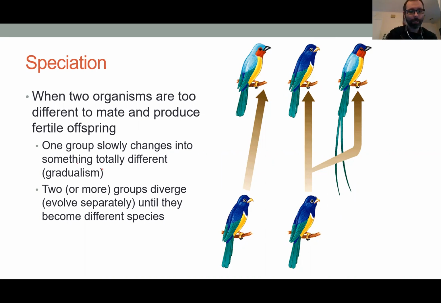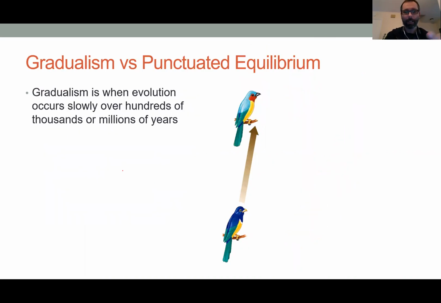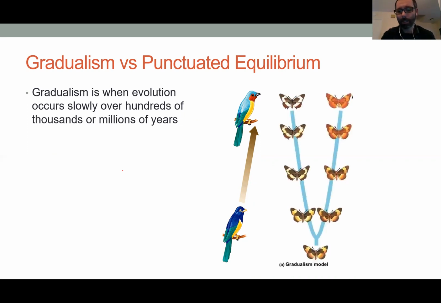But there's a word here that I used last time, gradualism, that applies. And so gradualism, where one slowly changes into something totally different, like so. But here's another definition for gradualism: when an evolution occurs slowly over hundreds or thousands or millions of years, a long time, right? And so this is one version of gradualism that I showed you. However, gradualism only has to do with speed. And so technically this one is also gradualism. As you can see, it's labeled gradualism.